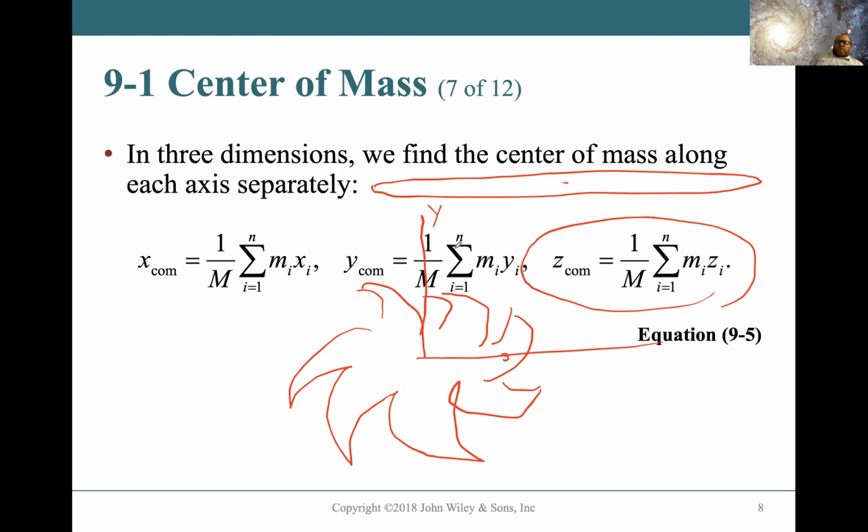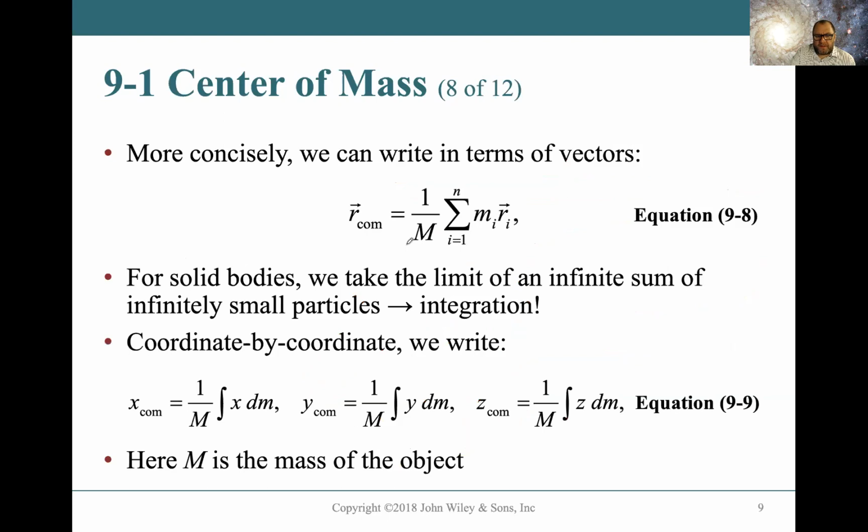But we do have a symmetry in a galaxy. It's roughly disc shaped. Most galaxies are symmetric. Ours is no different. So we can easily find the center of mass of our galaxy. Now, strictly speaking, we can do this for vectors.